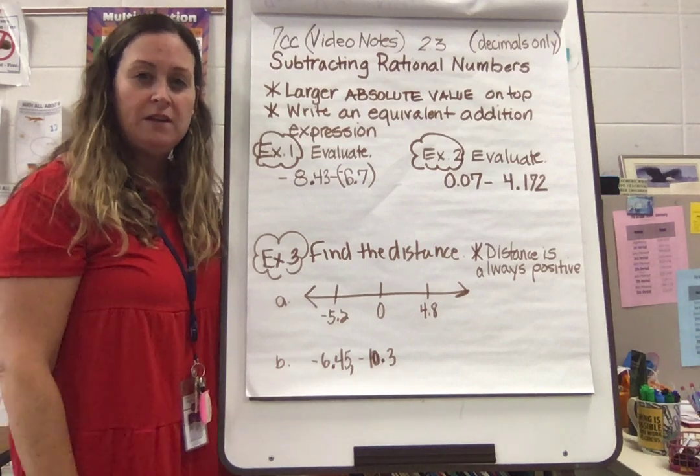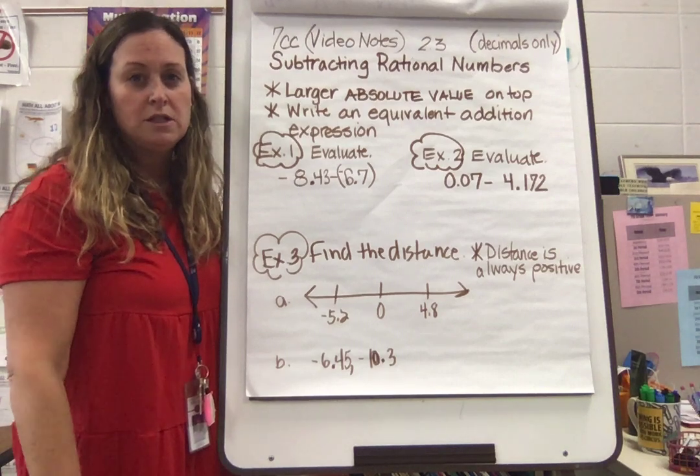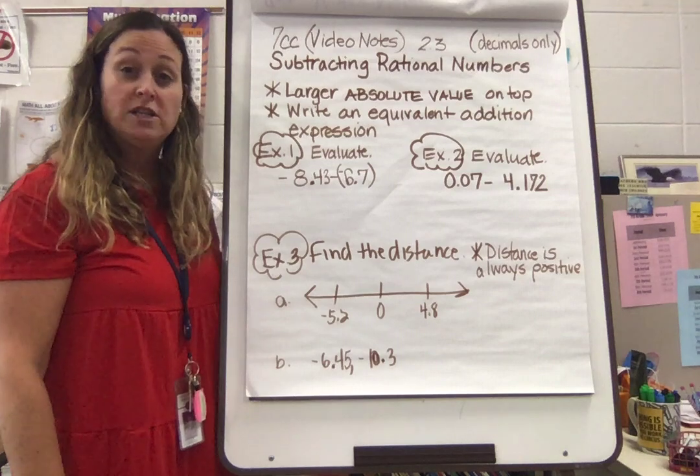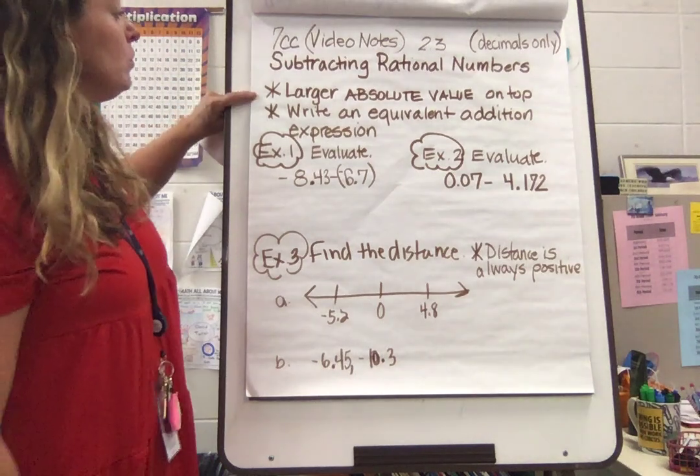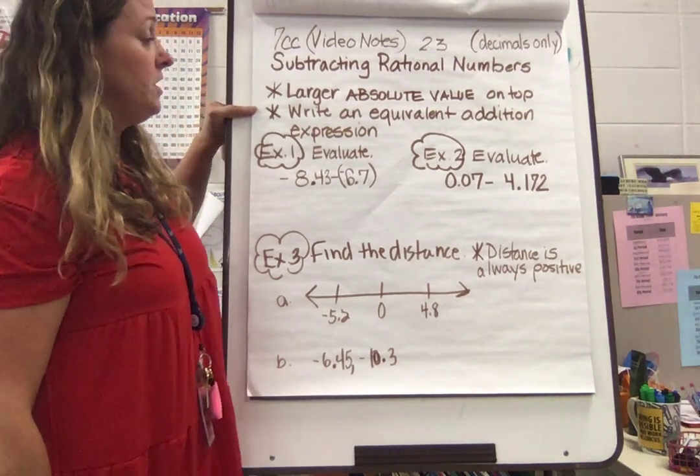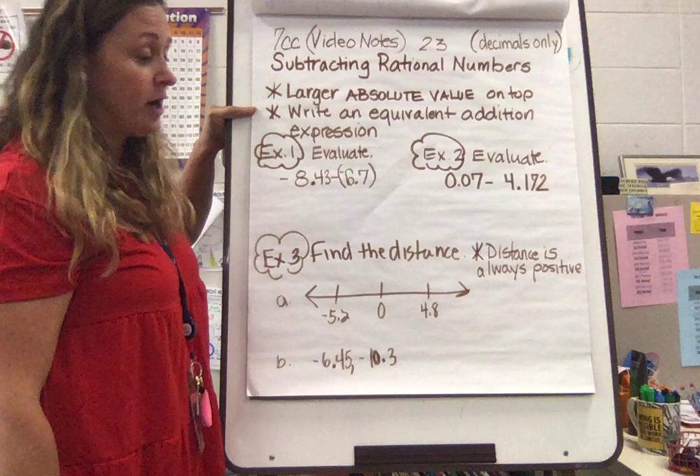Hi everybody, we're going to take video notes on the 7th grade Common Core lesson 2.3. We're going to be subtracting rational numbers, and these notes are going to focus on decimals. We're going to follow the rules of writing an equivalent addition expression and eliminating that subtraction portion.